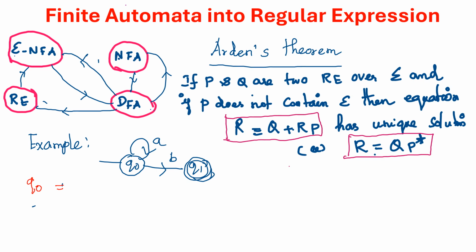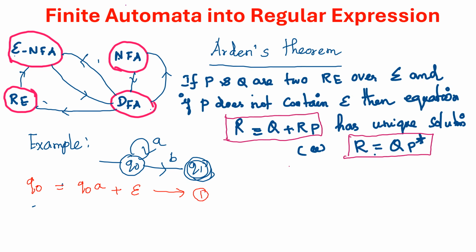So this transition Q0 B means it is outwards. So first find the in-degree of the transitions. So first you have to write the equation Q0 of A because in-degree. Then for the initial state you have to always add epsilon. You just give the numbering 1.